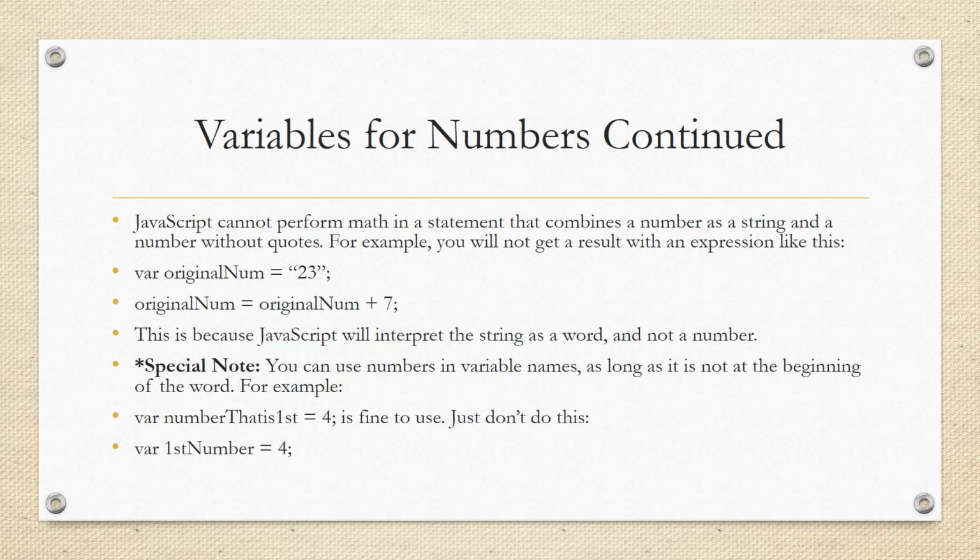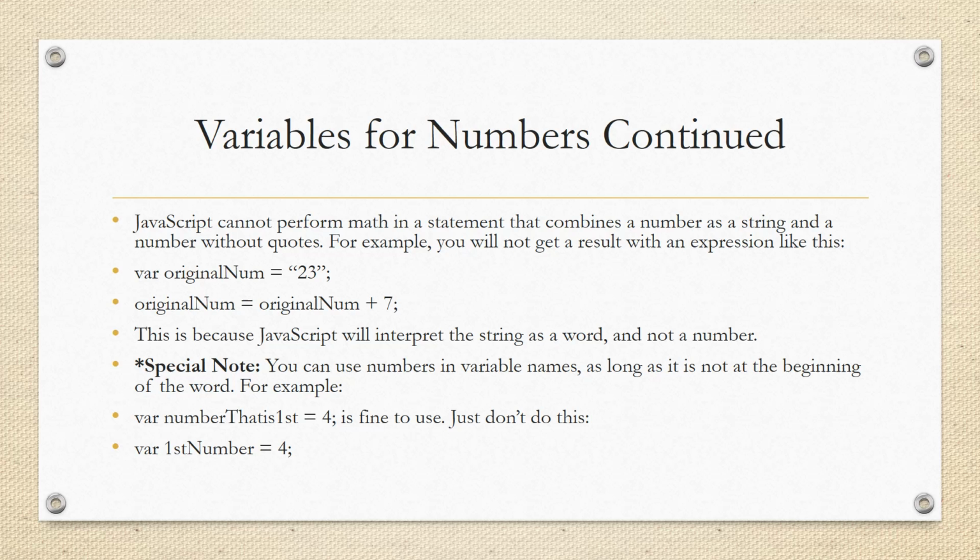Alright, JavaScript cannot perform math in a statement that combines a number as a string and a number without quotes. So for example, you'll not get a result with an expression like var original num equals 23 with quotes and original num equals original num plus 7. It's just not going to see it as a number, and it's not going to perform any math. This is because JavaScript will interpret the string as a word and not a number, like I said earlier. So just remember not to put quotes around your numbers, or else it'll get very confusing.